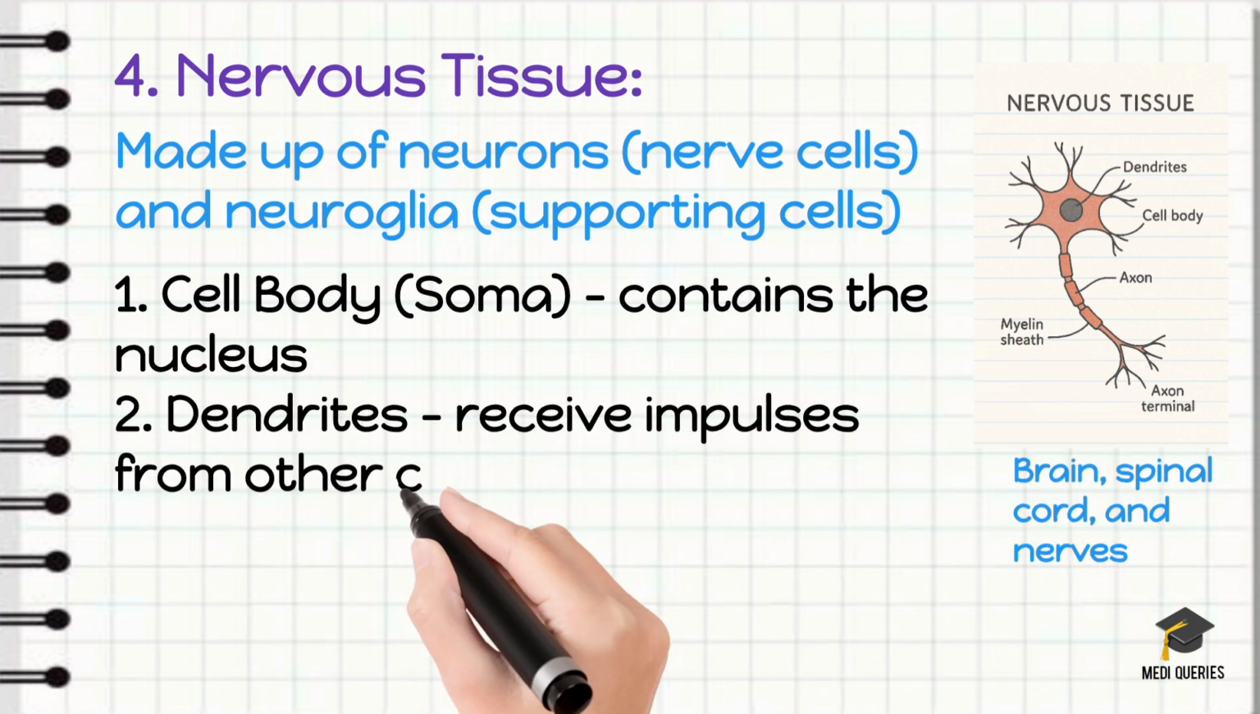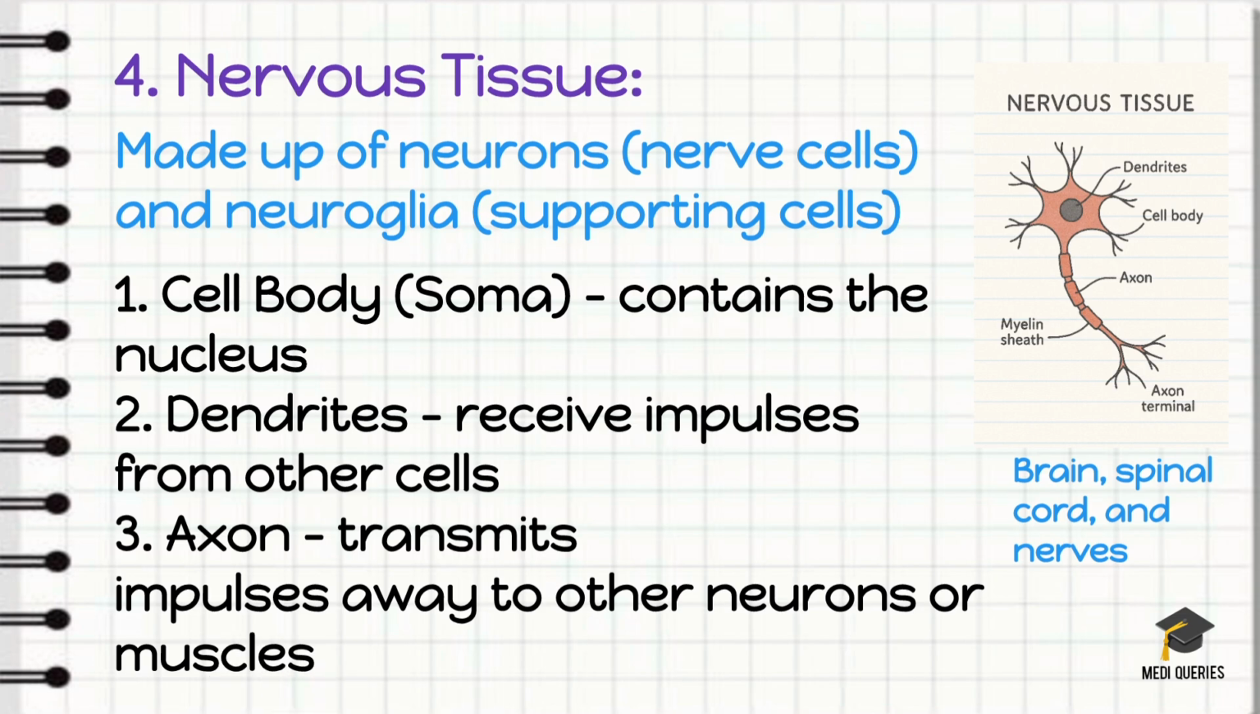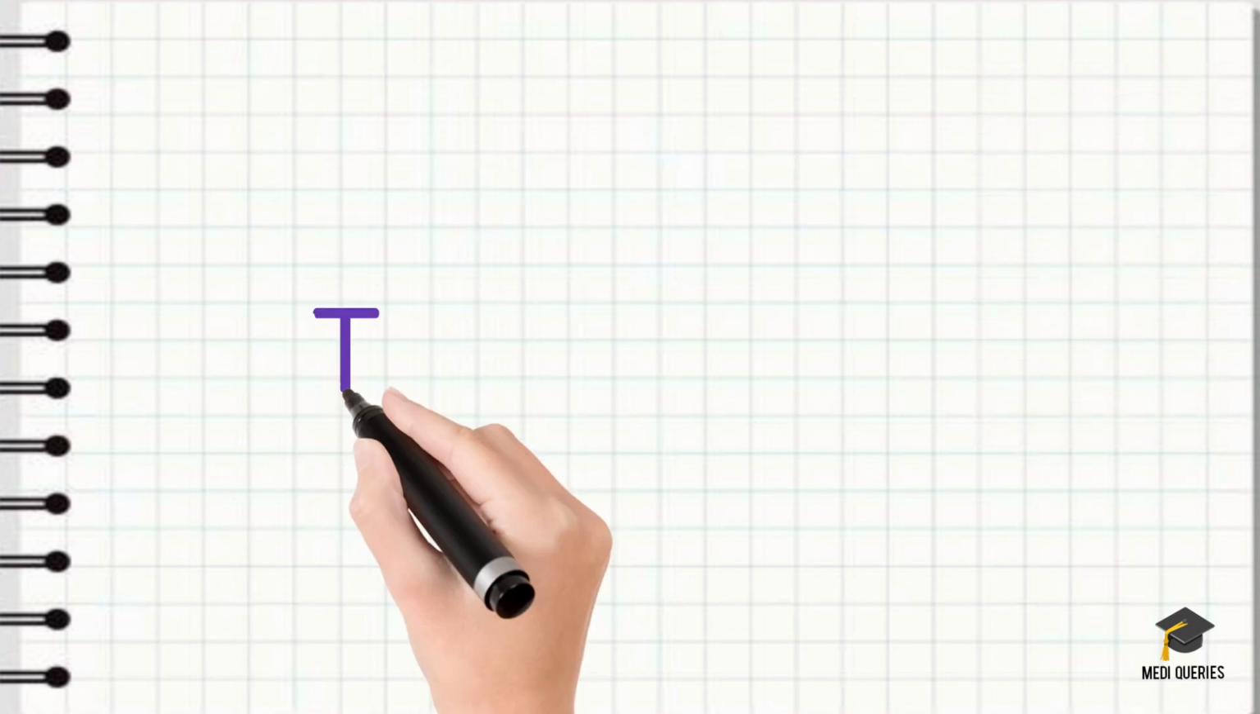It has mainly three parts, that is the cell body, dendrites, and axon. So observe the diagram of the nerve cell here. It has a cell body that mainly contains the nucleus, and the dendrites, which mainly receive impulses from other cells, and the axon transmits the impulses away to the neurons or muscles here. Okay, so this is about the nerve cell, which is mainly present in the brain, spinal cord, and nerves. Okay, so that is the location of the nerve tissues.